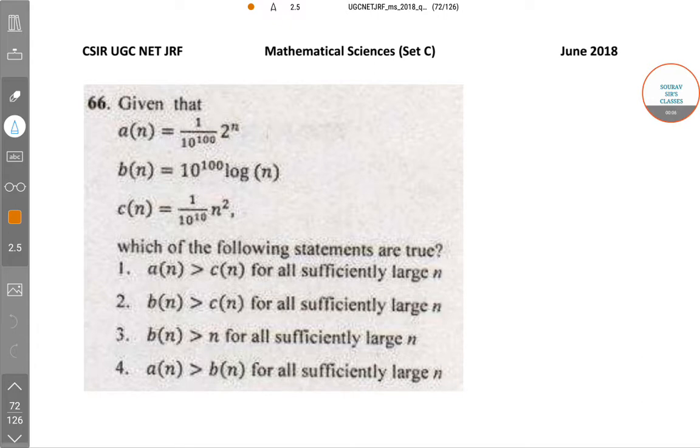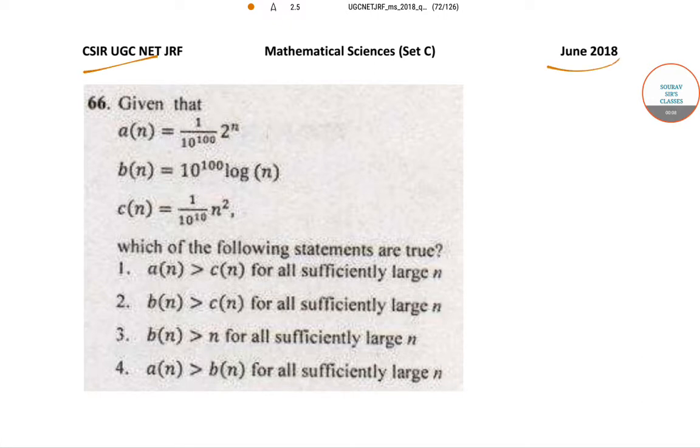Today we'll be solving the CSIR UGC NET questions from the June 2018 paper. We'll be solving set C of the mathematical sciences paper. Let's start off with question number 66.